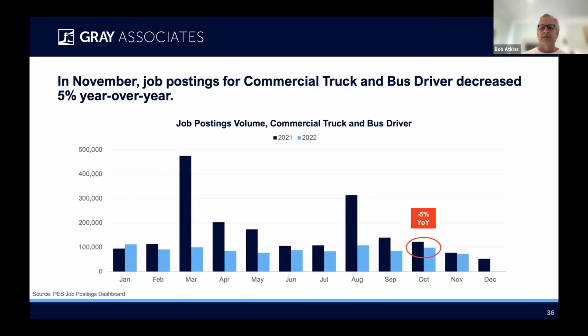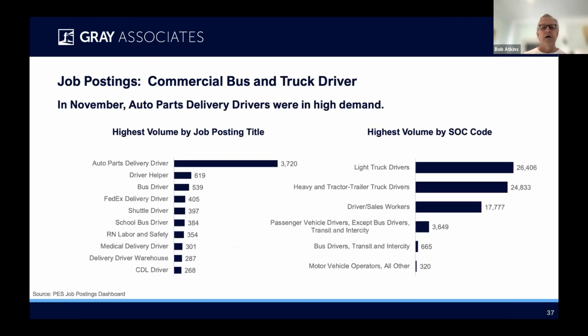Now, as we look at what's happening year over year in terms of employment trends, we're down 5% in October, down again a little bit in November. What kinds of truck drivers are people looking for? Well, it turns out auto parts delivery is leading the list. So some of these cars are breaking down out there. You have driver, helper, bus driver, FedEx, and so forth down the list.